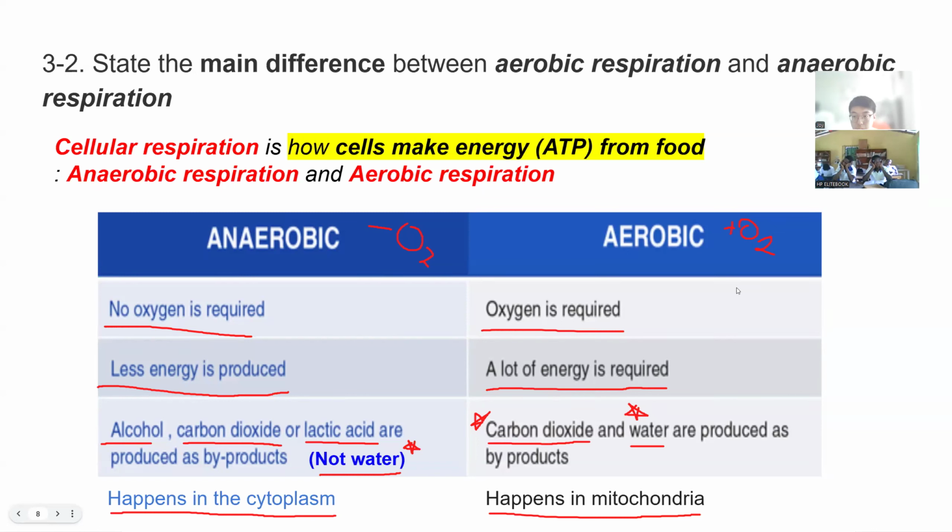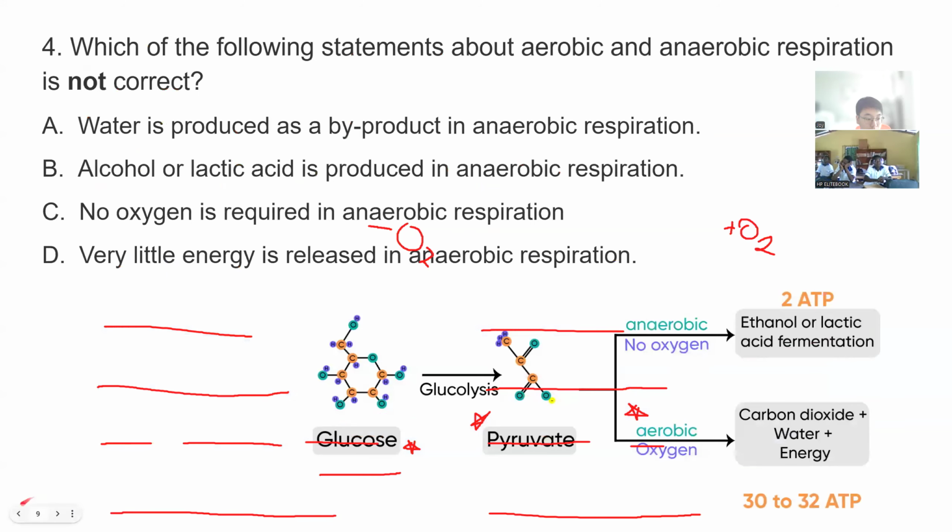So, okay. There's a frequent disruption right now, but where I just left off was that anaerobic respiration happens in the cytoplasm and aerobic respiration happens in the mitochondria. So that is the big part.